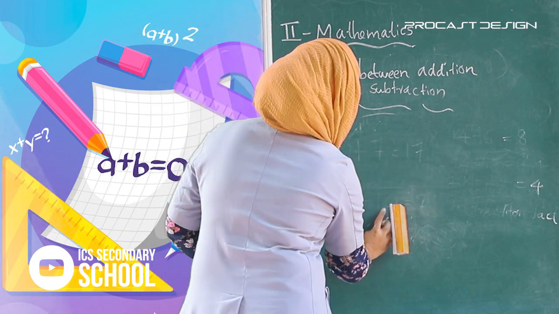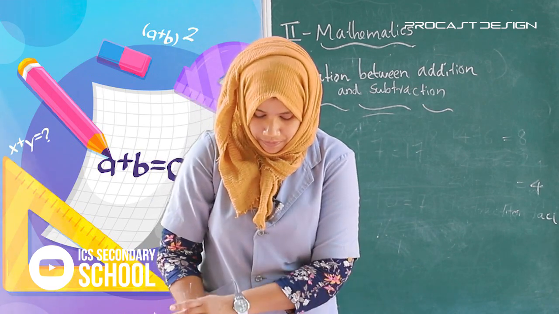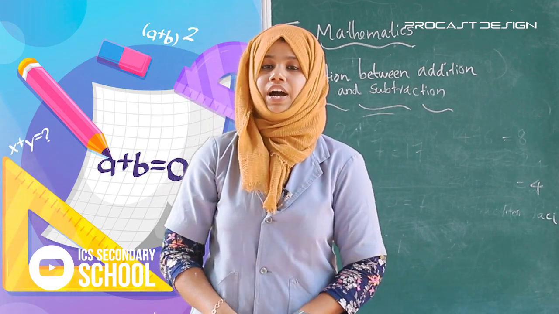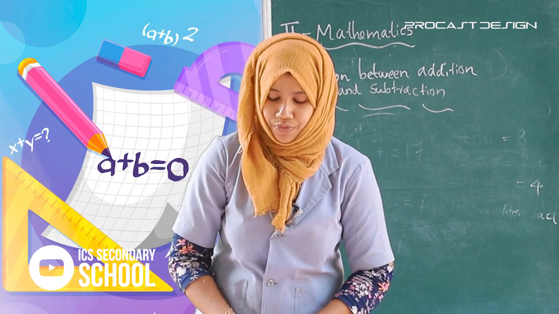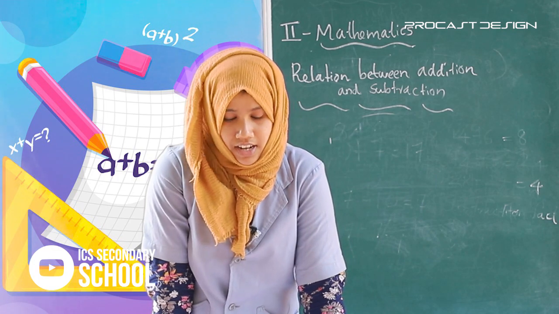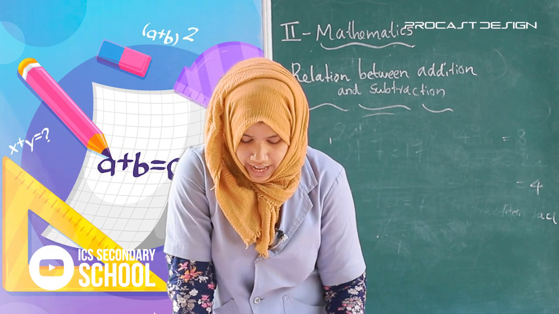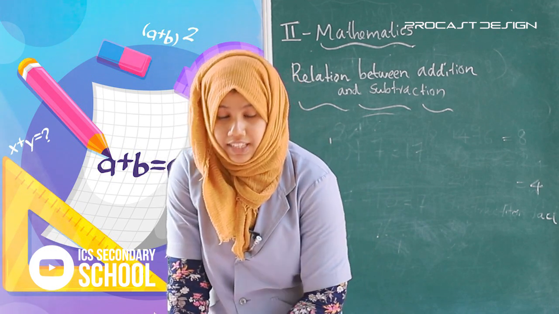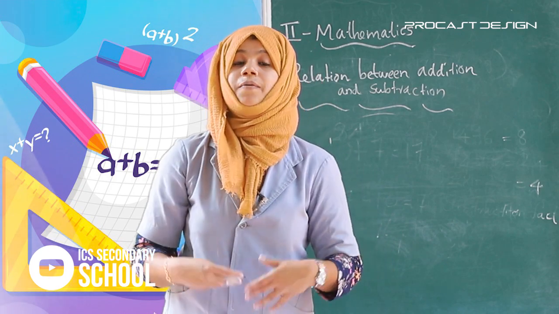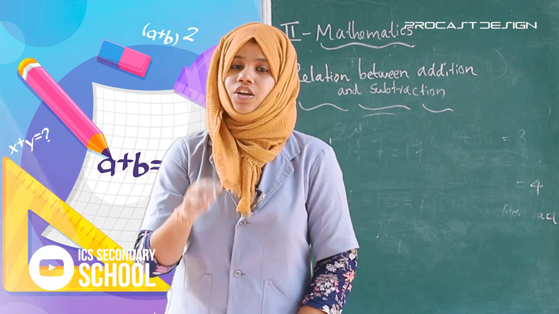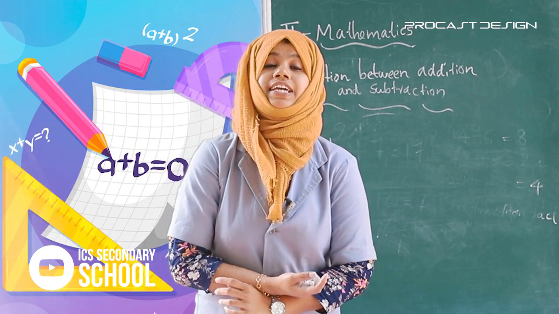So, page number 35, the exercise 6. That is A: Write 2 subtraction facts for each addition fact. B: First complete the addition fact and then the subtraction fact. And C: Fill in the missing number. These are all related to the addition and subtraction fact. So, you have to complete it.